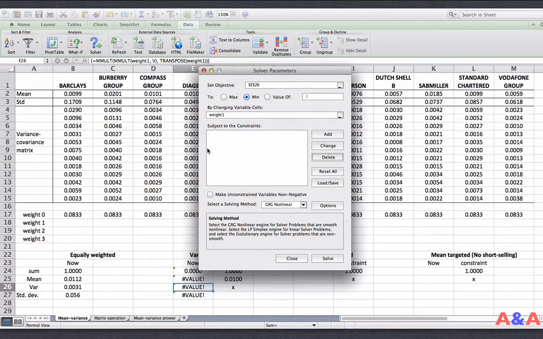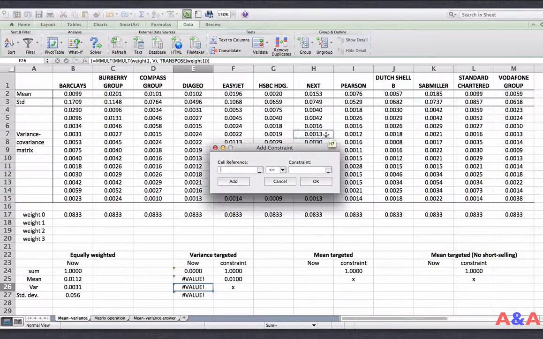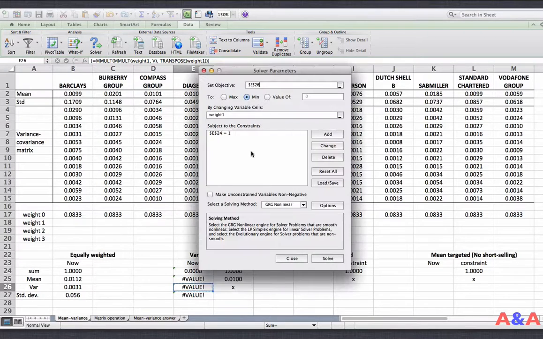And we have two constraints, so click on Add. The first constraint is that the sum of the weights should be 1. The sum of the weights is located in E24, so I click on E24, and this should be equal to 1. Okay. So we have one constraint, E24 should be equal to 1.